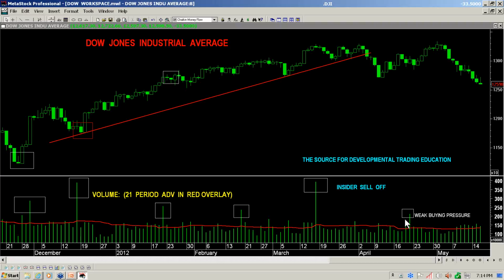So here we are again with weak buying here after the short-term correction to bring prices back up to the triple top and prices sell off again. Why? Because the majority of the selling had already happened here.